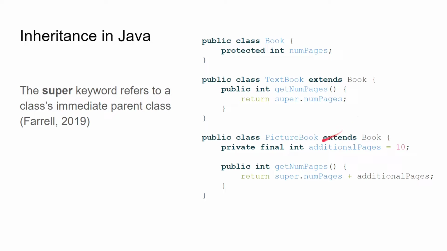We also see this in picture book as well, where we get super.numPages plus additional pages, which is an example of static binding because it's final. Final objects will always be statically bound, or final fields, final methods, etc.